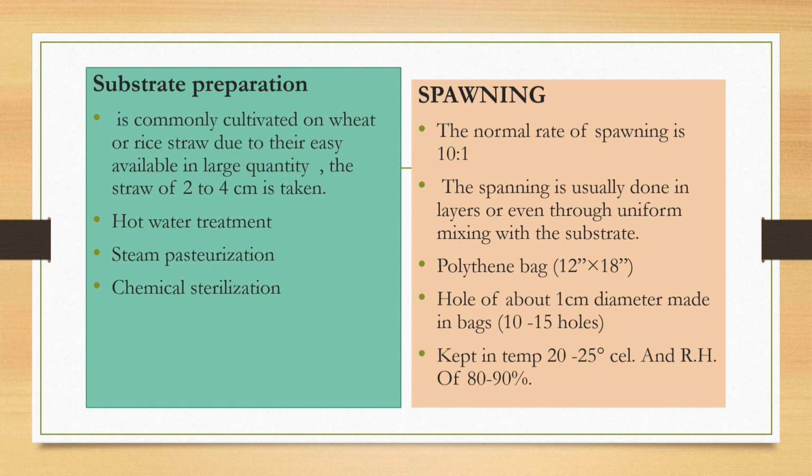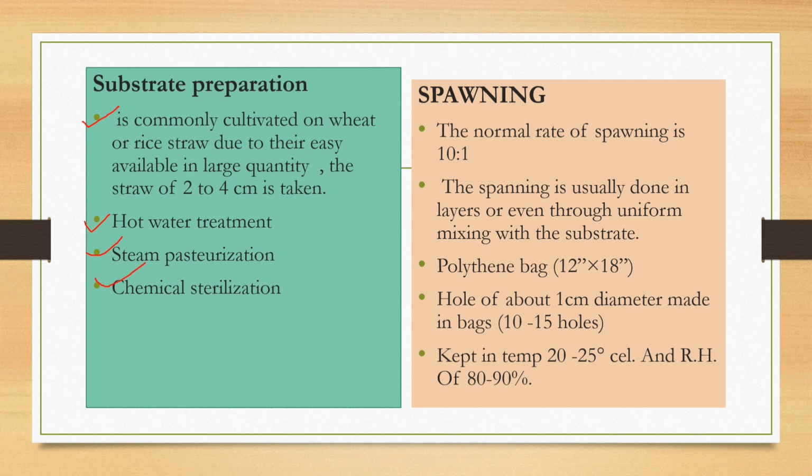Now coming to substrate preparation, so how the substrates are being prepared. It is commonly cultivated on wheat or rice straw due to their easy availability in large quantities. So straw can be sterilized by various methods like hot water treatment, steam pasteurization, chemical sterilization.